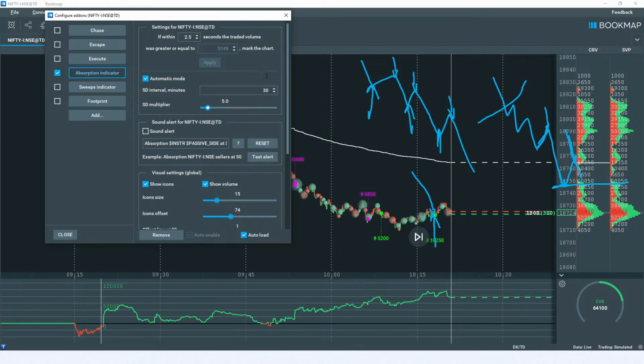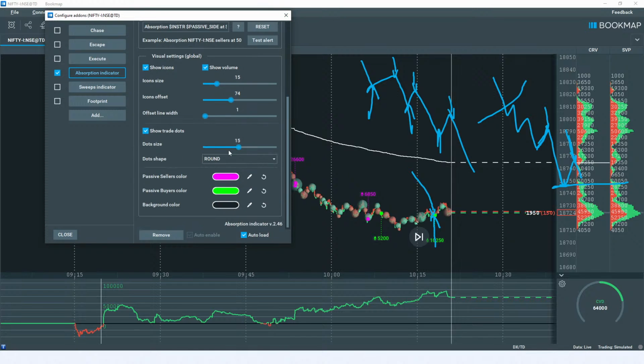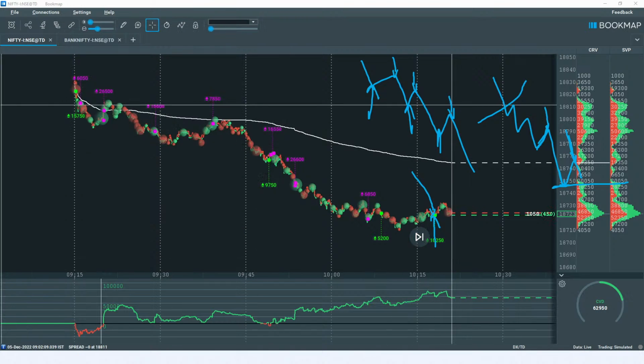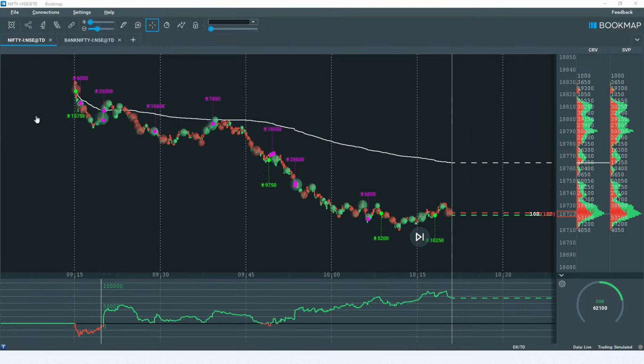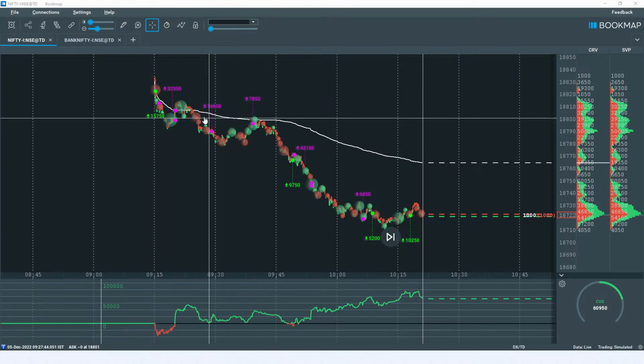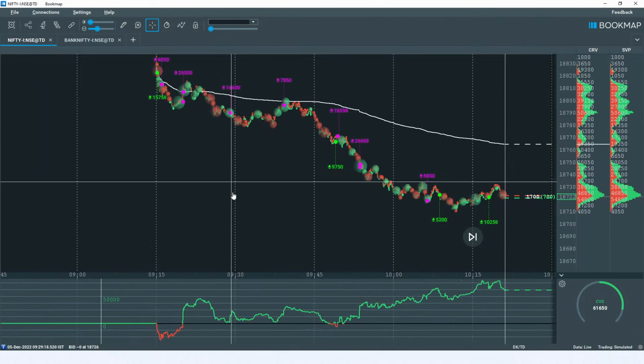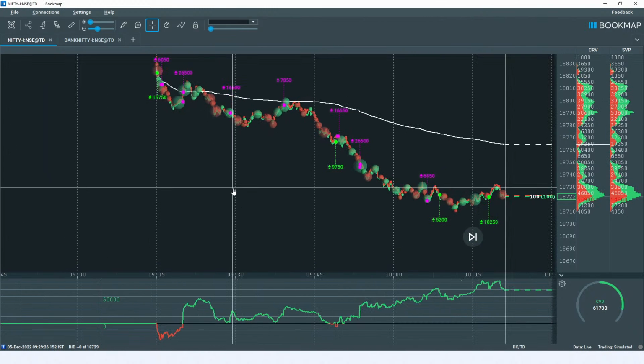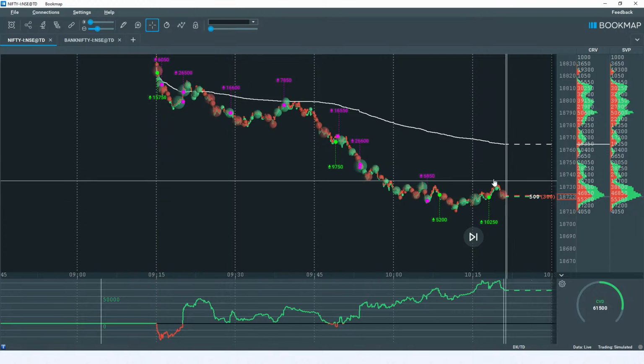All right, so this is the setting, and the remaining appearance settings you can change according to your need. I hope this is clear to you. Once the absorption indicator and the overall context that we discussed in the initial discussions are clear to you, then you can look for shorting opportunities when there is an absorption.